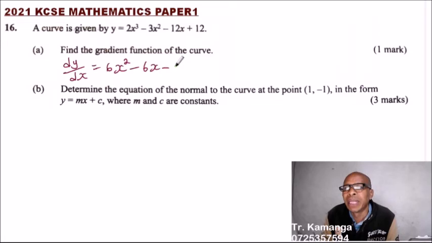Then you say minus. Here we assume it is 1, so 1 times 12 is 12. 1 minus 1 is 0, and anything x to power 0 is 1. So that is the gradient function.